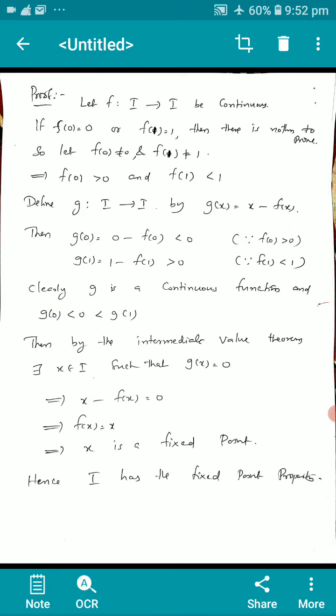Then by the intermediate value theorem, which we studied in the last video, there exists some x in I such that g of x equals 0. What is g of x? That is x minus f of x equals 0, or f of x equals x, so x is a fixed point. Hence, the closed interval [0, 1] has the fixed point property.